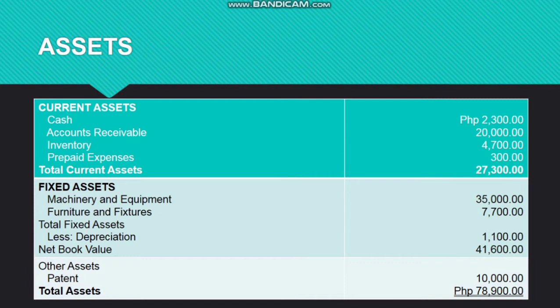Under the current assets are cash, accounts receivable, inventory, prepaid expenses, and you need to total the current assets. And in the fixed assets, we have machinery and equipment, furniture and fixtures. And of course, you need to total it and less the depreciation to have your net book value. And the other asset, for example, is a patent, then the total assets. Next, please.